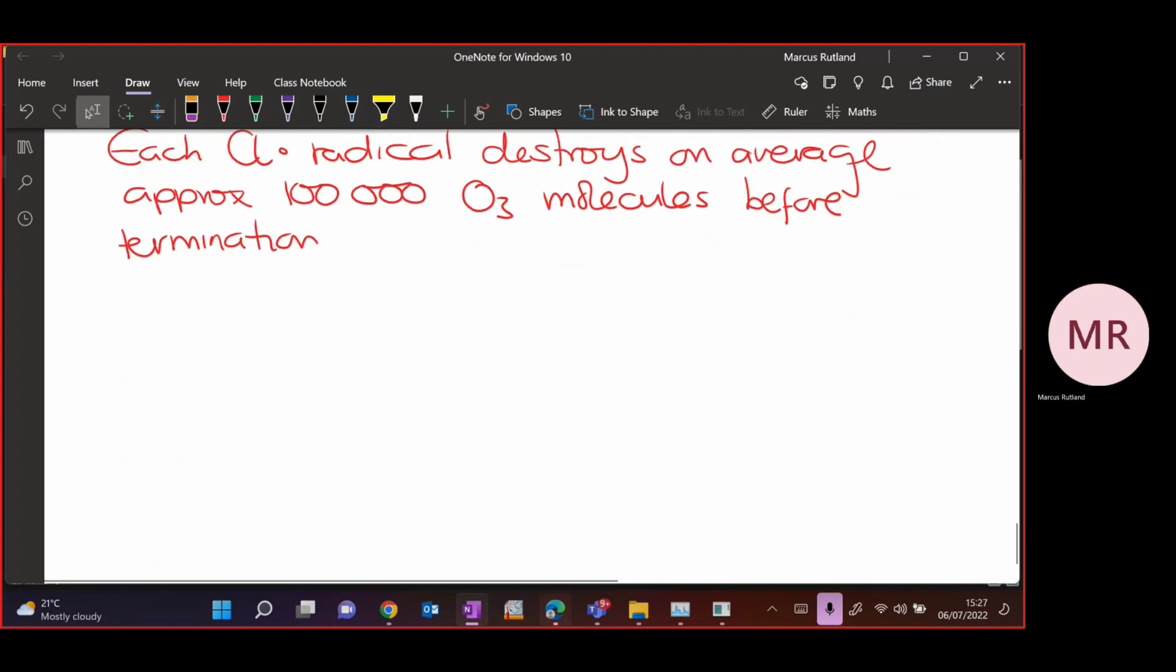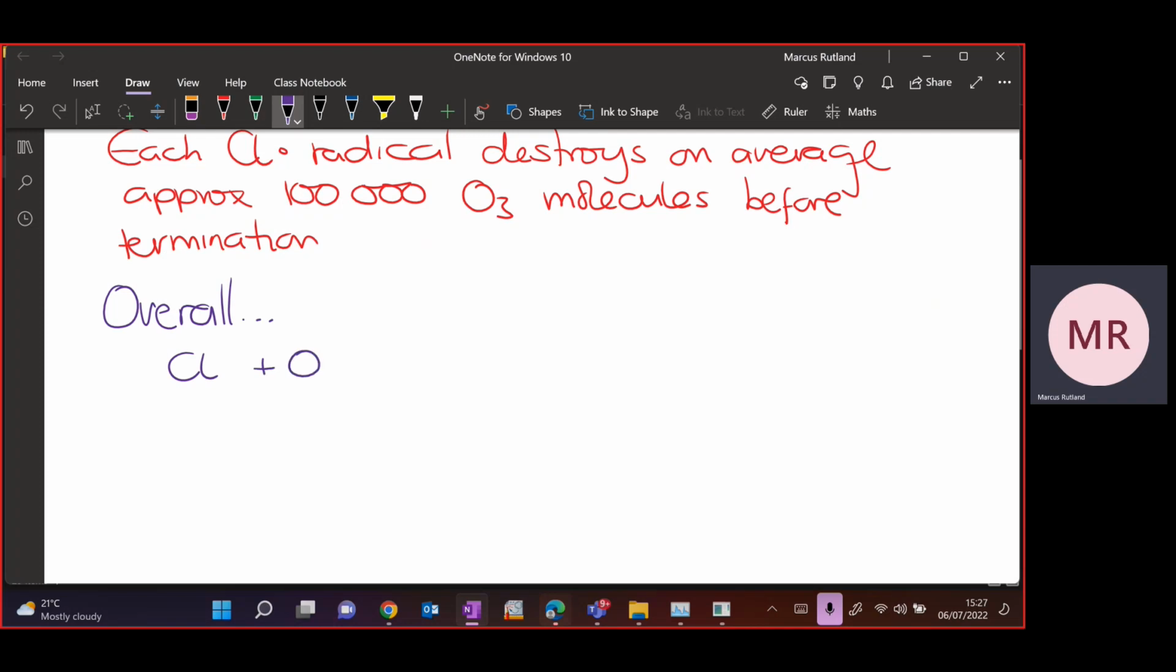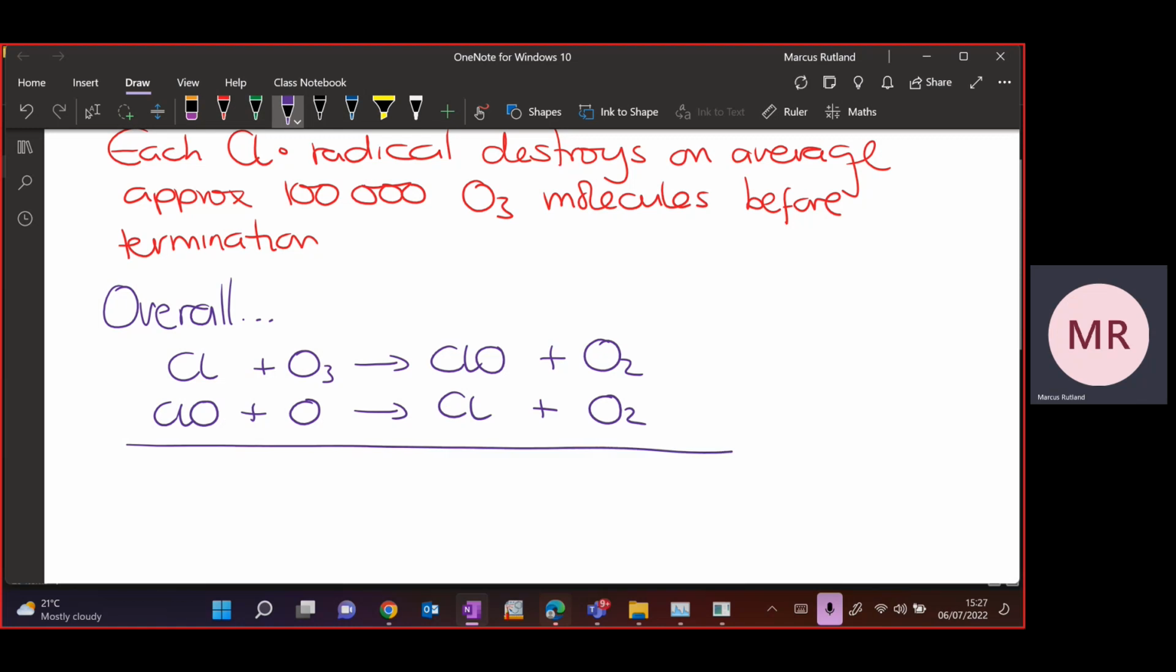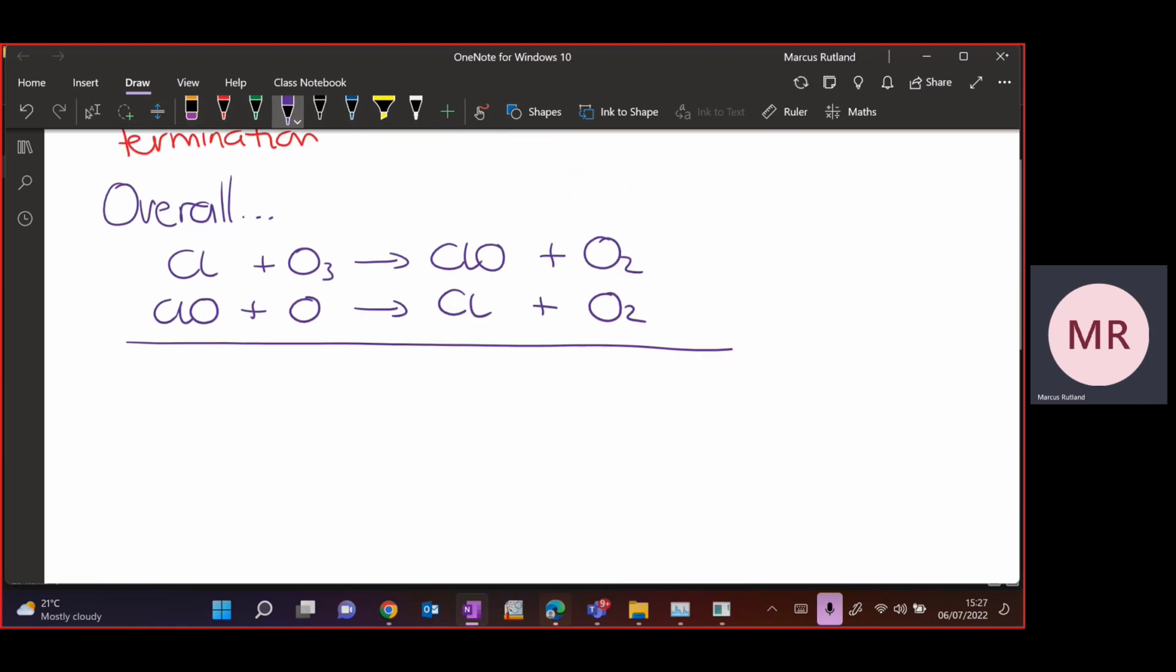Okay, and the way that you do that, so overall, I'm just going to write them out again. We've got our Cl plus O3 going to ClO plus O2. And then we've got our ClO plus O going to Cl plus O2. No, I'm not putting the dots next to the things. You don't need to. You're not wrong not to put them. So the way we do this is that we add up all the reactants and all the products. So on the reactant side, you've got Cl plus O3 plus ClO plus O. And we add up all the products together, ClO plus O2 plus Cl plus O2.